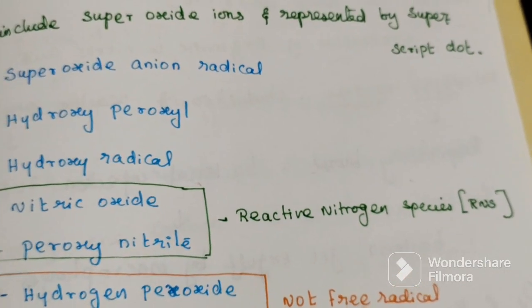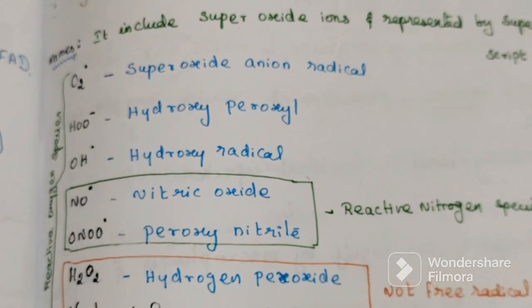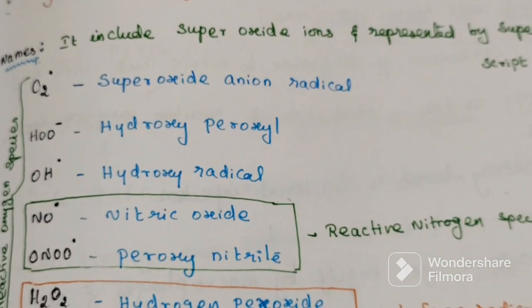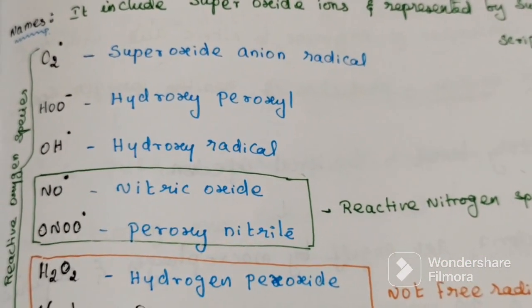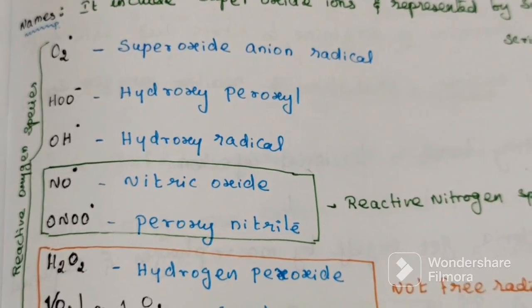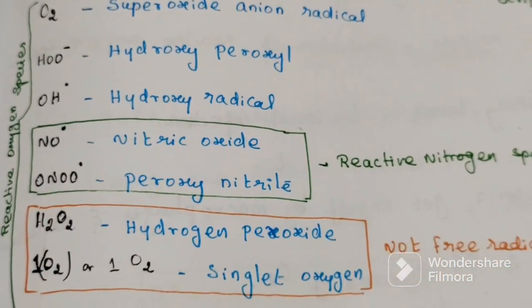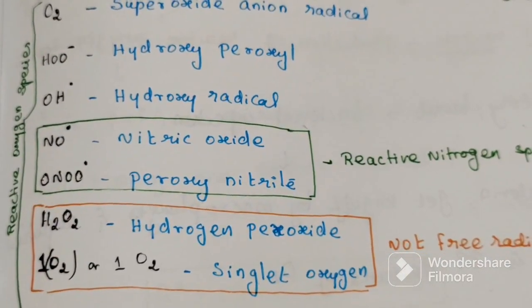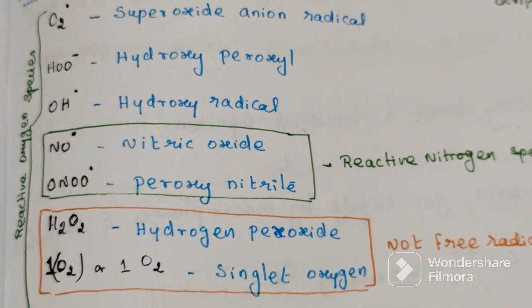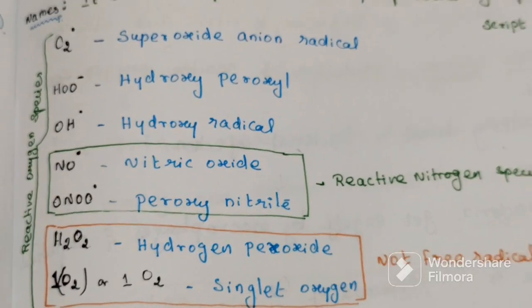So these are the names of free radicals: superoxide anion radical, hydroperoxyl radical, hydroxyl radical, then nitric oxide and peroxynitrite, hydrogen peroxide and singlet oxygen.